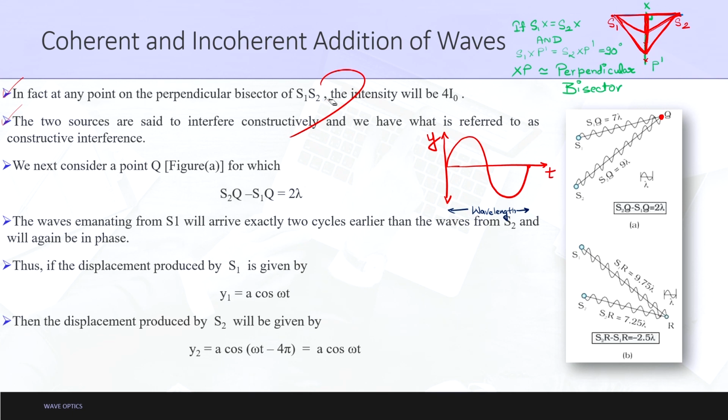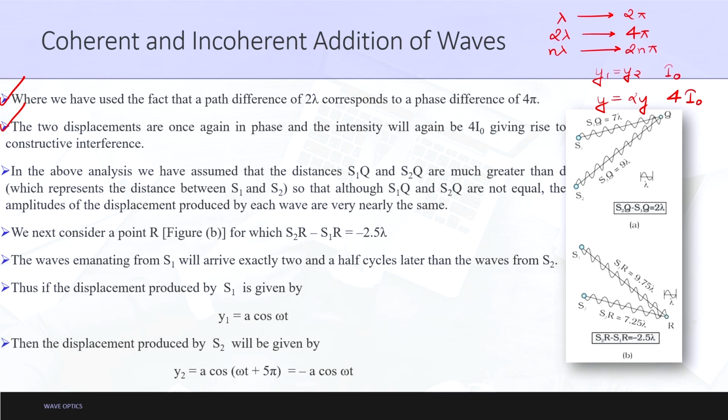So when the intensity was 4 I naught, it was explained that these two sources were said to interfere constructively, and we have what is referred to as constructive interference. This is quite evident from the wording also. It is known as constructive, so there is a construct of two things. Destructive is where the waves cancel each other, and hence the intensity will not be 4 I naught. What will be the actual value?